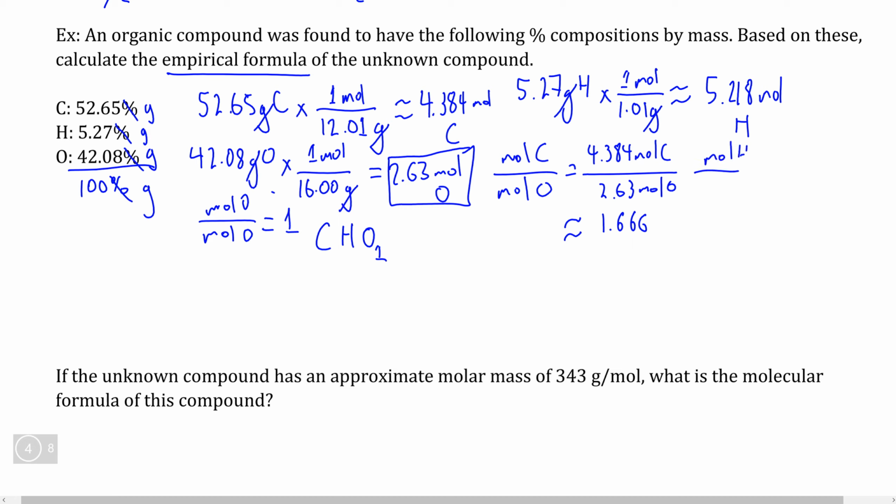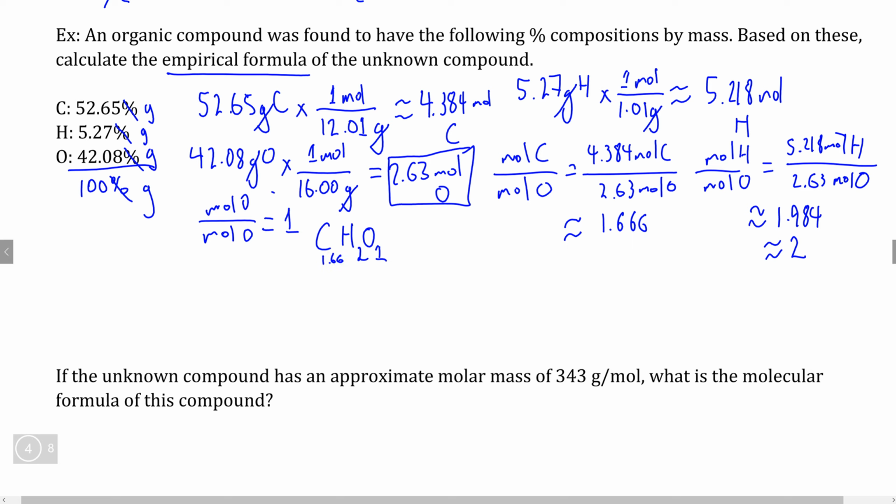Next, let's do our moles of hydrogen divided by moles of oxygen, which is, again, approximately 5.218 moles of hydrogen divided by 2.63 moles of oxygen. If you put this into your calculator, this number comes to approximately 1.984. 1.98 we can safely round up to 2. So what this is telling us is that for every 1 oxygen that we have in the formula, we need approximately 2 hydrogens and 1.66 carbons.